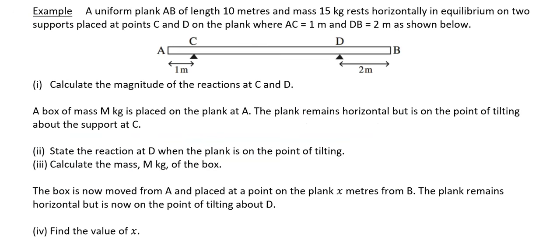Okay, this example says a uniform plank AB of length 10 meters and mass 15 kilograms rests horizontally in equilibrium on two supports placed at points C and D on the plank, where AC is 1 meter and DB is 2 meters as shown. Calculate the magnitude of the reactions at C and D.